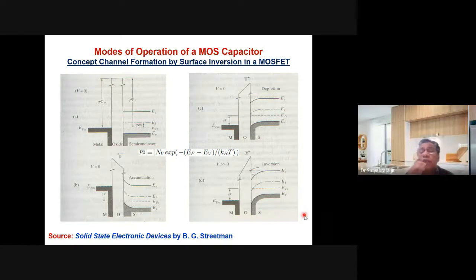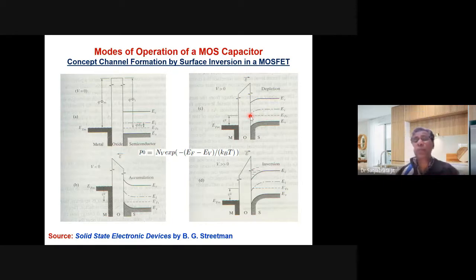Now, the interesting portion is that if we apply a positive potential here, this energy level will go down. The Fermi level is fixed at its position on the semiconductor side. So band bending is taking place on this side. We know that the intrinsic Fermi level is close to the middle of the band gap, and the Fermi level position of the semiconductor is fixed. If we apply a more positive voltage, a point will come when the intrinsic Fermi level and the Fermi level position merge together.